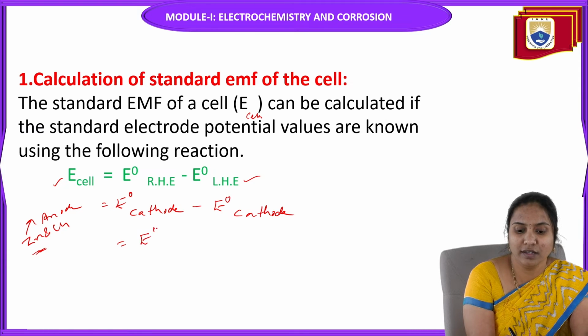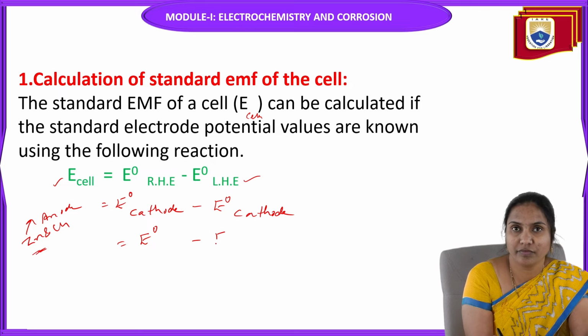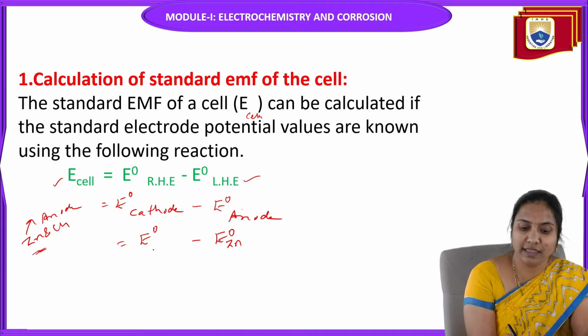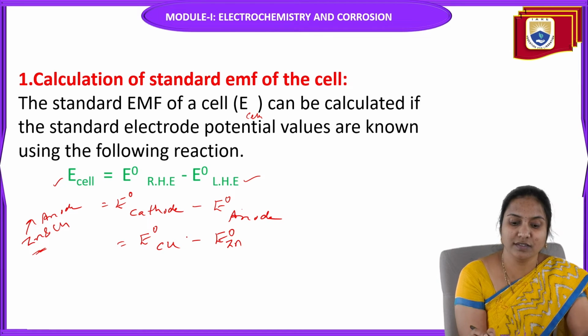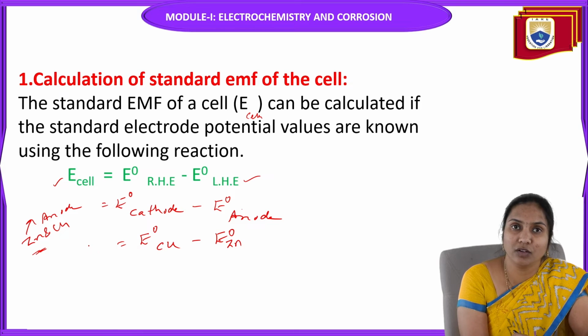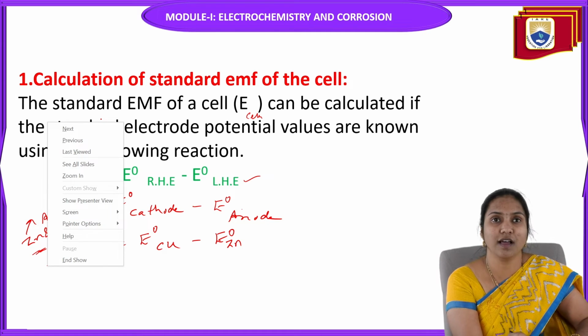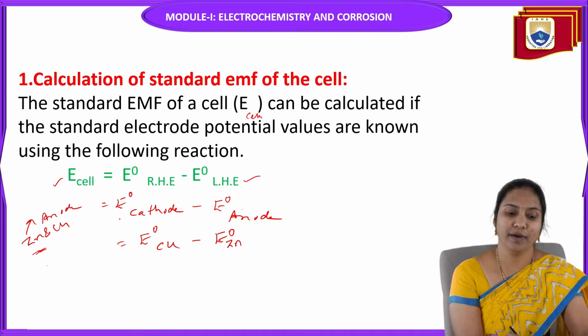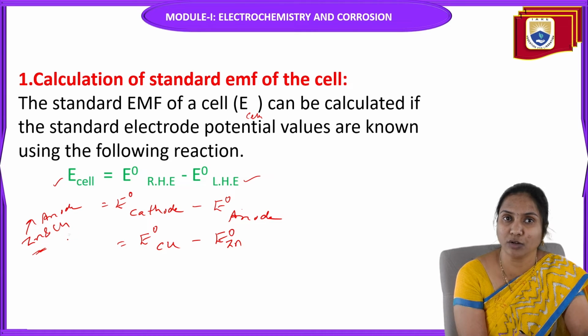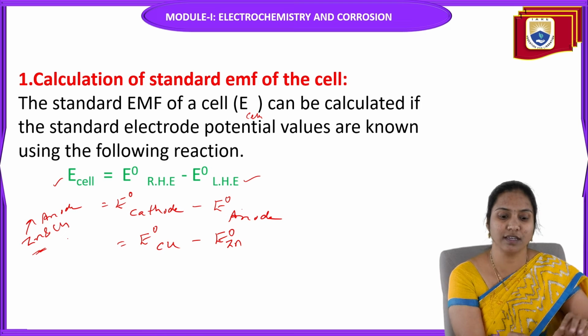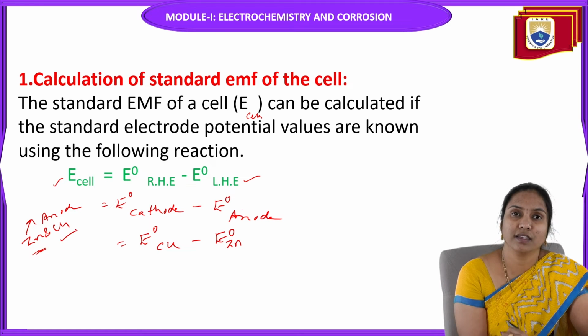So here we are taking zinc on the left-hand side. E cell is E cathode minus E anode. Cathode we are taking copper, anode zinc. Why? Because in the electrochemical series, zinc is present above the hydrogen scale and has anodic nature, so it acts as the anode. And copper acts as the cathode, because it is present below the hydrogen scale.